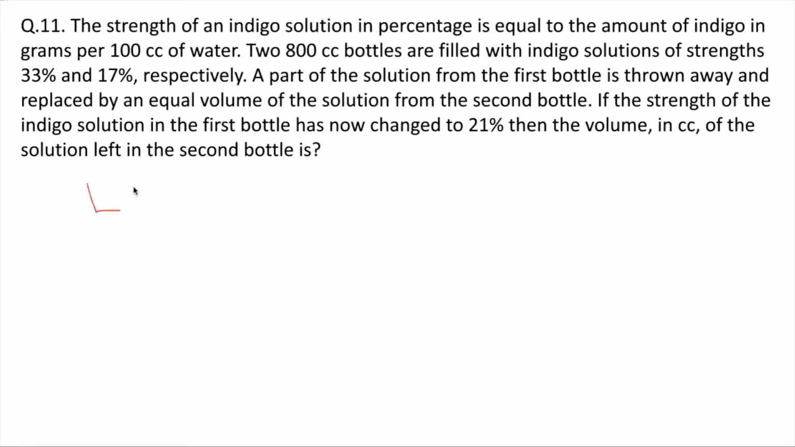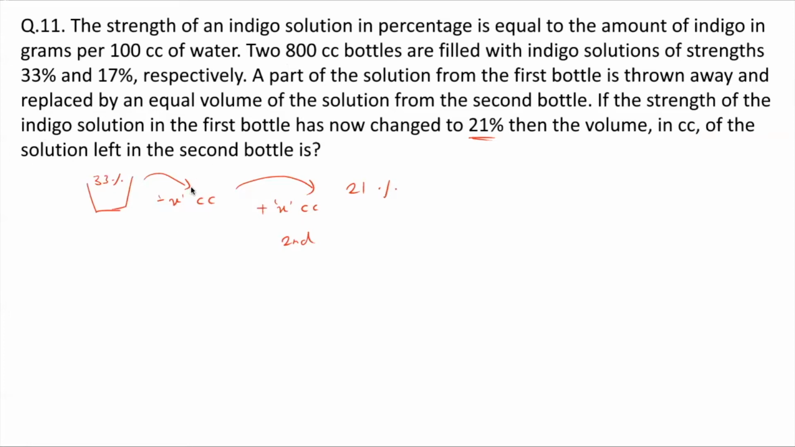So from the first bottle, which contains 33% indigo solution, you're removing some amount. Let's say you're removing x cubic centimeters, x cc, and you're adding an equal amount, x cc, from the second bottle. It says that the resultant percentage of indigo in the final solution is 21. So we need to find out what is the solution left in the second bottle.